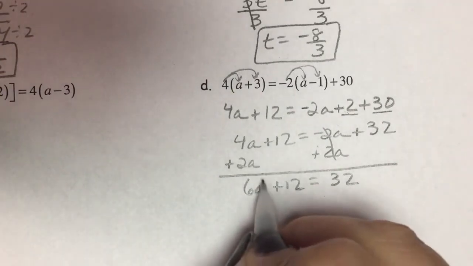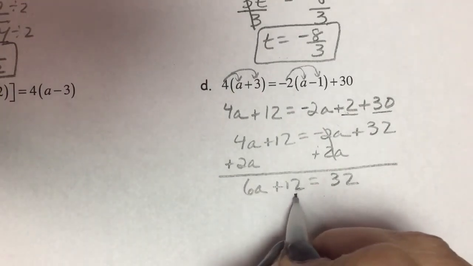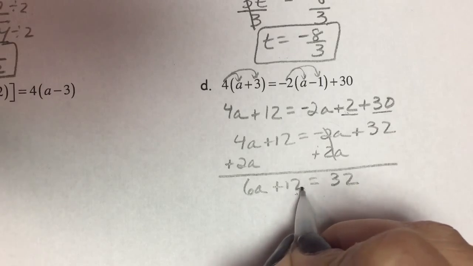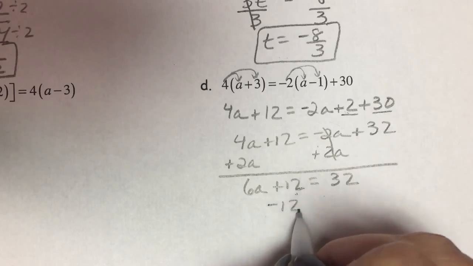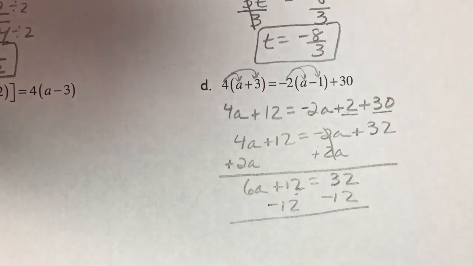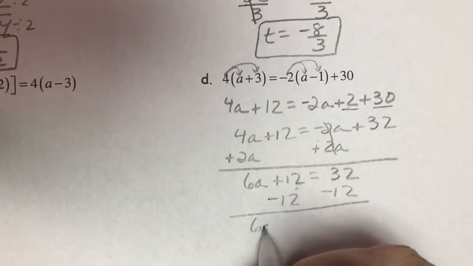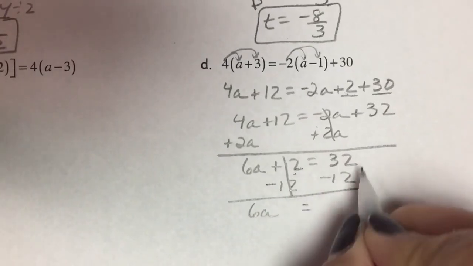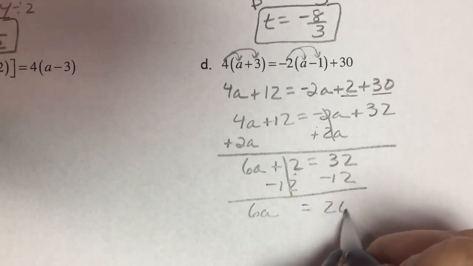All right, so now all my variables are on the left, which means I don't want this because it doesn't have a variable. So how do I get rid of adding 12? I'm going to subtract 12 from both sides of my equal sign. So I'm left with 6a. Those will cancel, equals, and 32 minus 12 is 20.